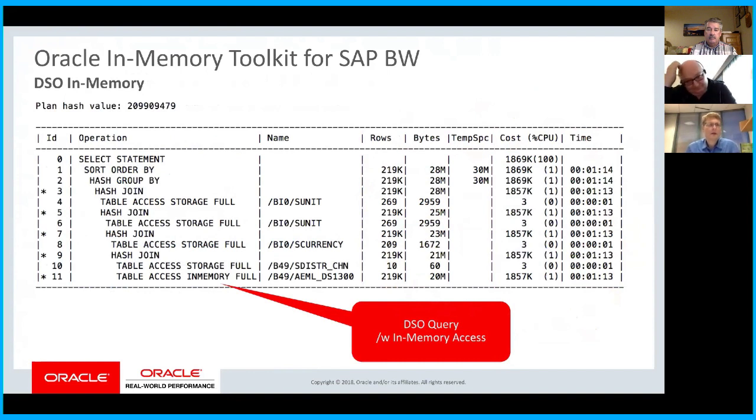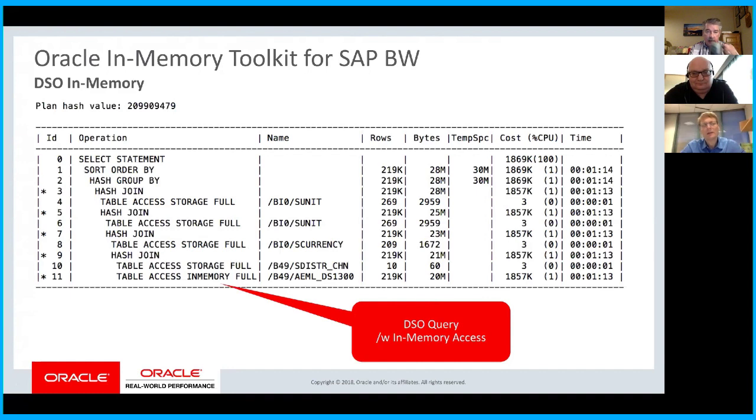Yeah. So in this case, as you see, the storage access full means these particular tables are not loaded in memory. We only loaded, in this case, the lower table here, which is called AML_DS13. So that's a good point.